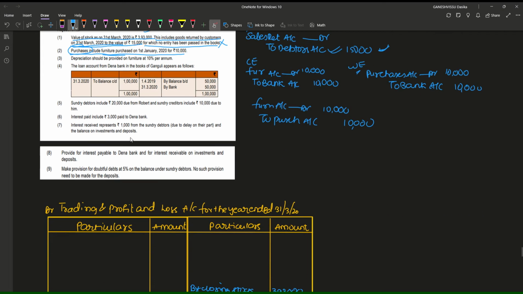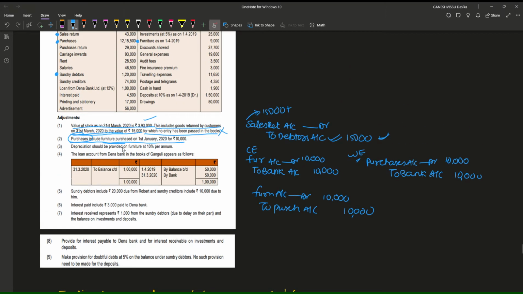Here they have given us that this furniture has been purchased on 1st January 2020, right? So what is our financial year up to now? 1st April 2019 to 31st March 2020, right? This is our financial year. But what happened? We have purchased this asset on 1st January 2020, that is on 1/1/2020. That means before the closing of 3 months, we have purchased an asset.